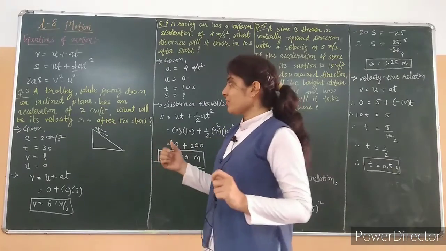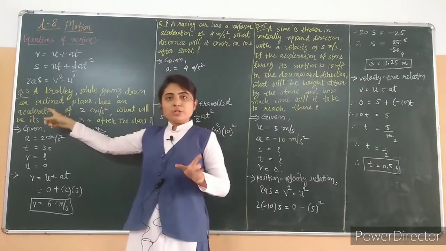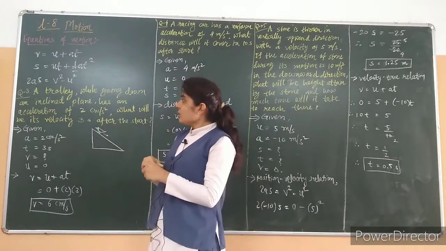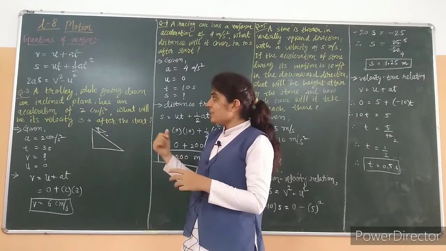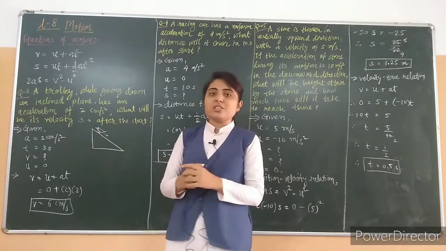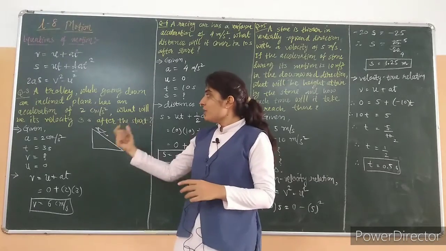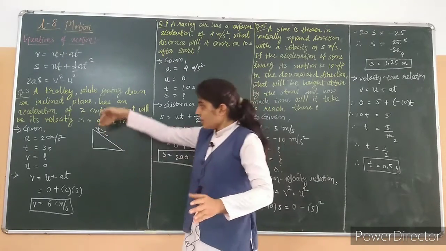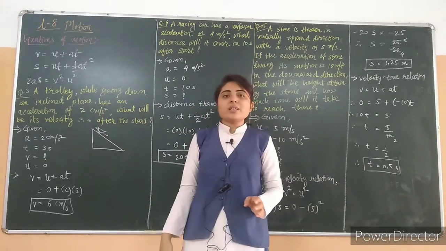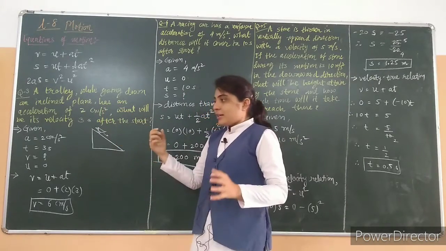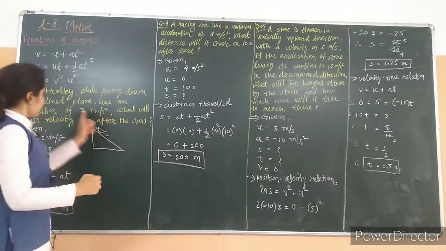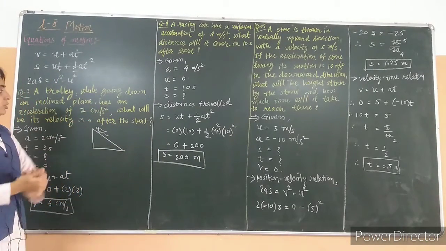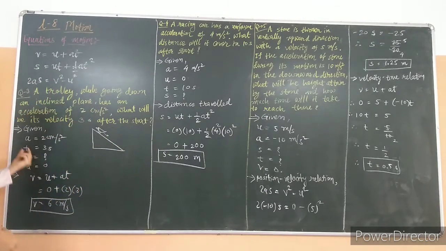Further, the third question. Question number 3. A trolley while going down an inclined plane has an acceleration of 2 cm per second square. What will be its velocity 3 seconds after the start? So what is the problem? One trolley is there which is going down an inclined plane, like this. And its acceleration is given, 2 cm per second square. So a is 2 cm per second square.